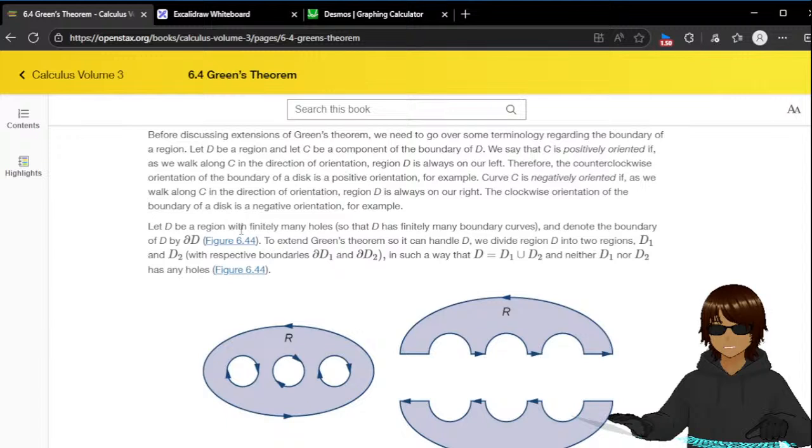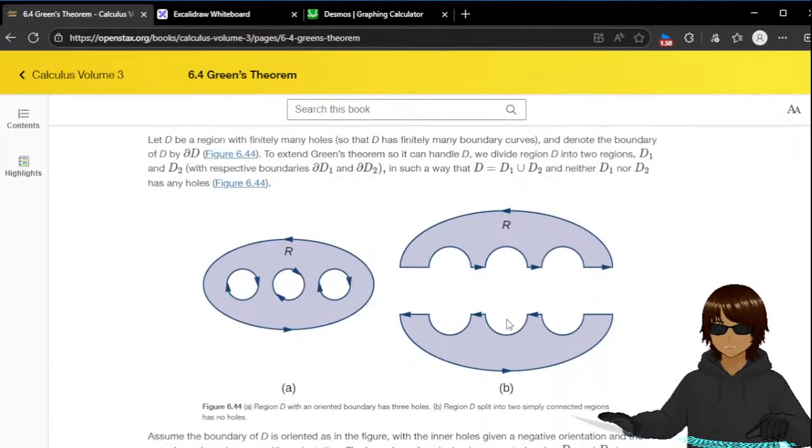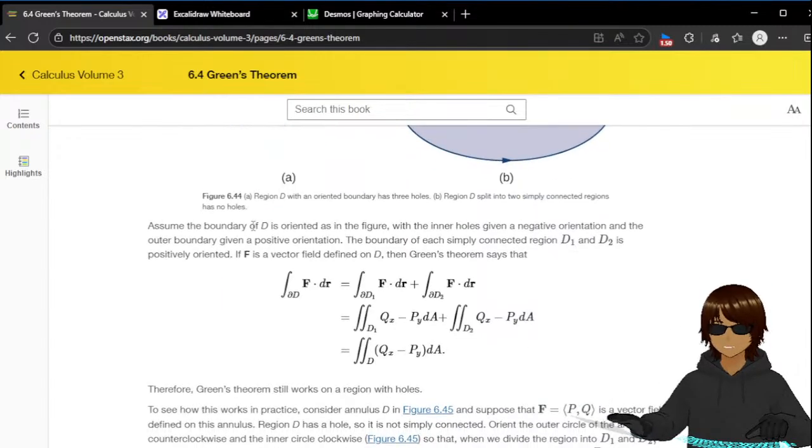Let D be a region with finitely many holes. Denote the boundary of D by delta D. To extend Green's theorem so that it can handle D, we divide region D into two regions, D1 and D2, in such a way that D is D1 union D2, and neither D1 nor D2 has any holes. Assume the boundary of D is oriented as in the figure, with inner holes given negative orientation and the outer boundary given positive orientation. The boundary of each simply connected region D1 and D2 is positively oriented. Where F is a vector field defined on D, Green's theorem says that this is equal to this, is equal to this, so no changes.